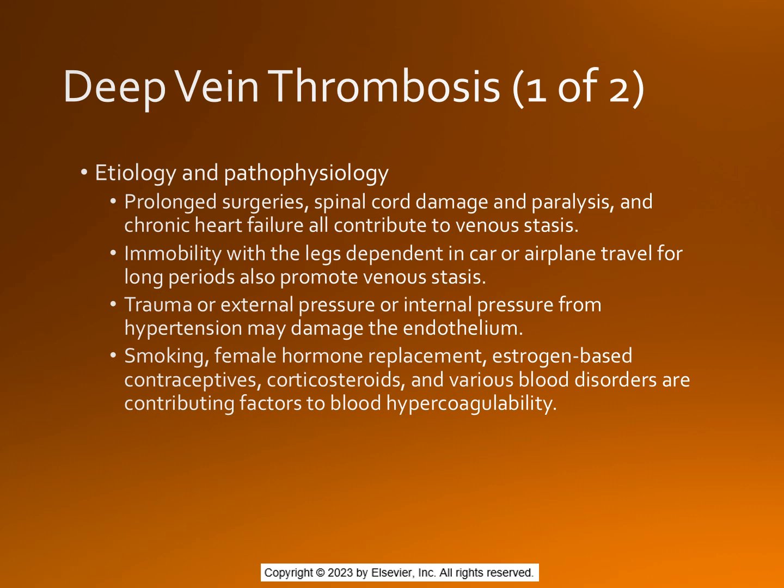Inflammation of the vessel will lead to aggregation of blood components at the site of inflammation. A clot forms at the inflammation site, leading to obstruction of blood flow. If not treated, the clot can become an embolus that can travel from the legs to the lungs, resulting in a pulmonary embolus. Smoking, female hormone replacement, estrogen-based contraceptives, corticosteroids, and various blood disorders are contributing factors to hypercoagulability. Obesity and dehydration will also contribute to increased coagulability.